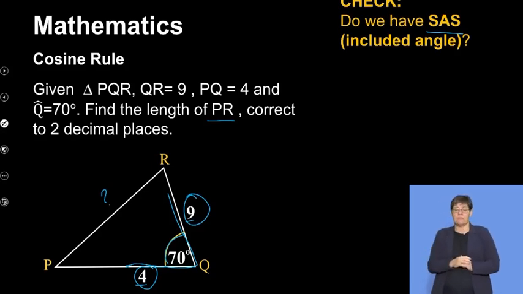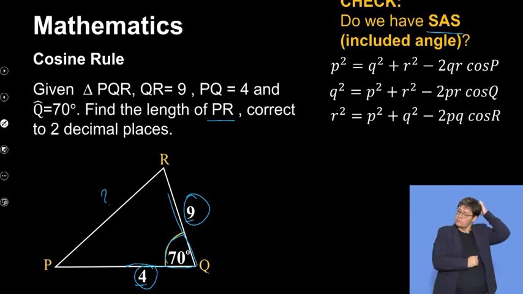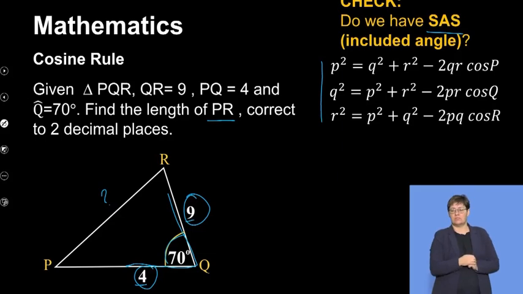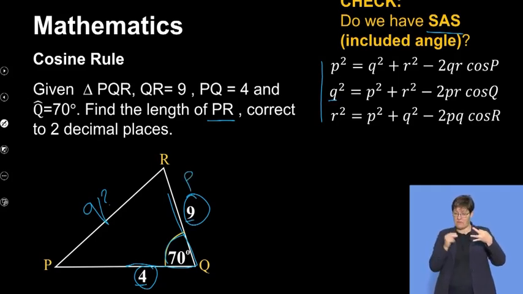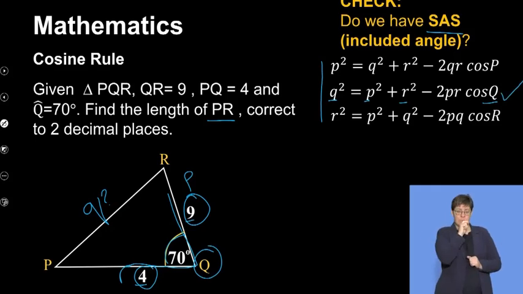Pretty simple. So there are the three versions of the cosine rule for this triangle. p squared equals q squared plus r squared minus 2qr cos P, and the other two versions. Which version are we going to use? We're looking to find little q, so we're going to start with that one. Let's make sure: do we have little p? Yes, we do. Do we have little r? Yes, we do. And we've got the side q. So that's the version that we're going to use.